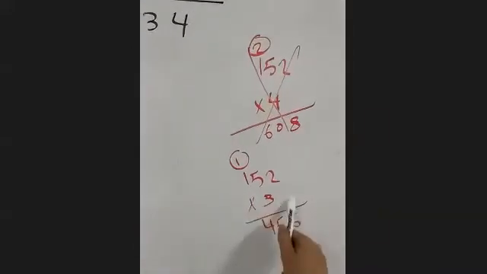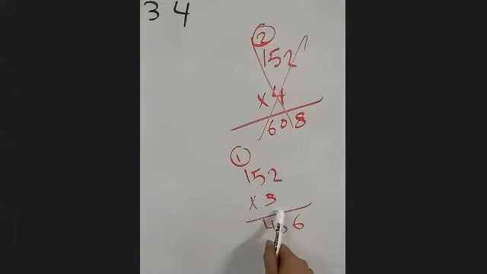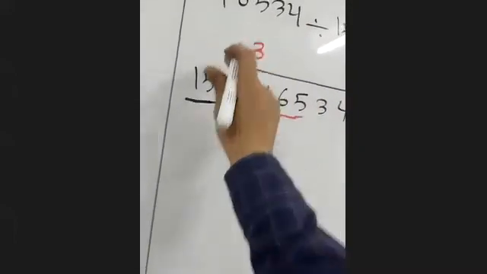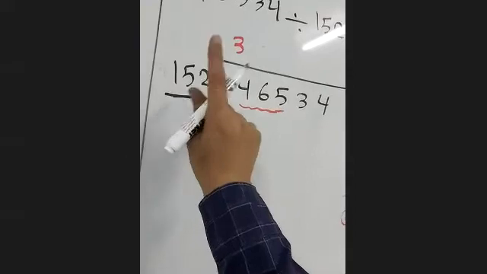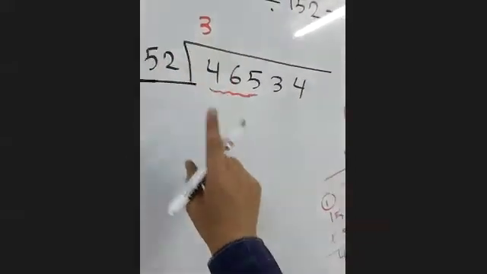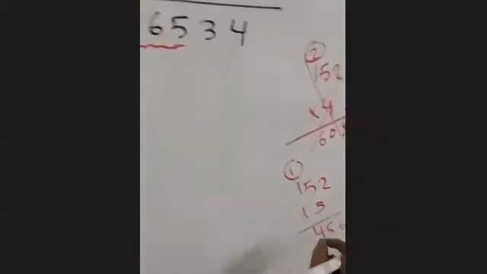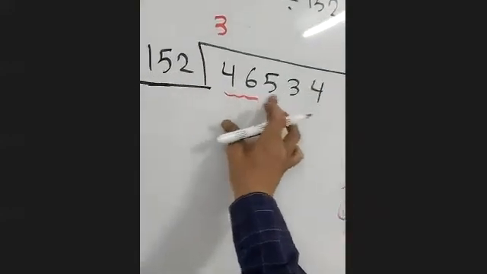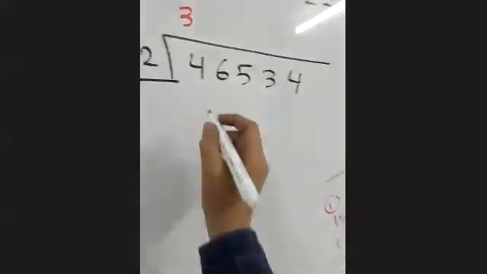So I need to choose what? 3. So I'll put 3 up. 3 multiplied by 152 — do not do it again. You did it here already. Just take the answer and put it here under the selected numbers.